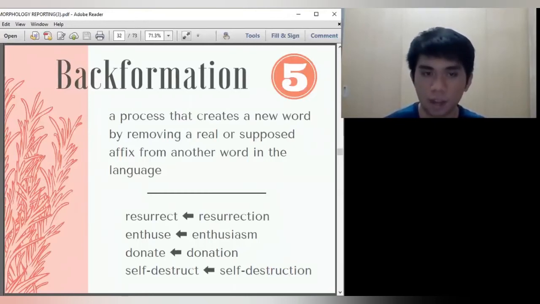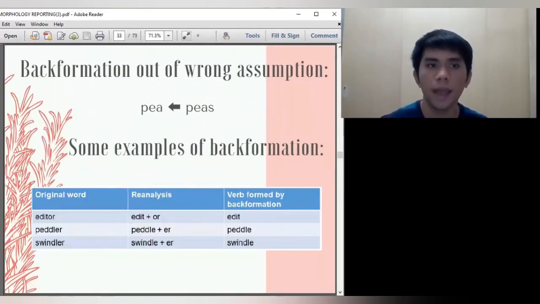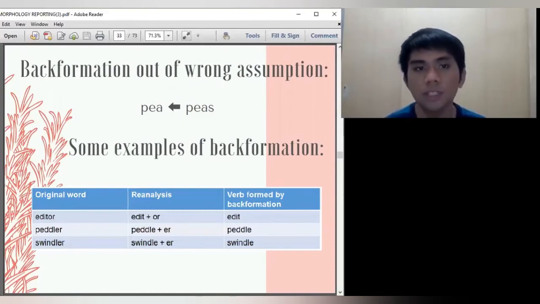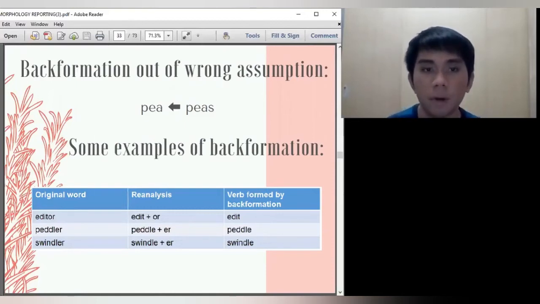donate, and self-destruct. One example of a back formation created out of a wrong assumption is the word pea from peace. Maybe people before tended to think that because all our plural nouns end with s or es, the singular form of peace is pea. So we just have to remove the suffix s.